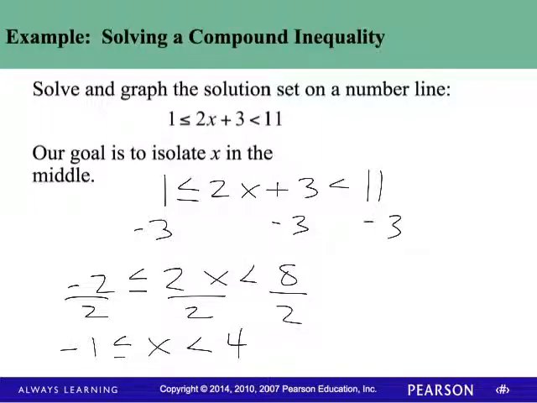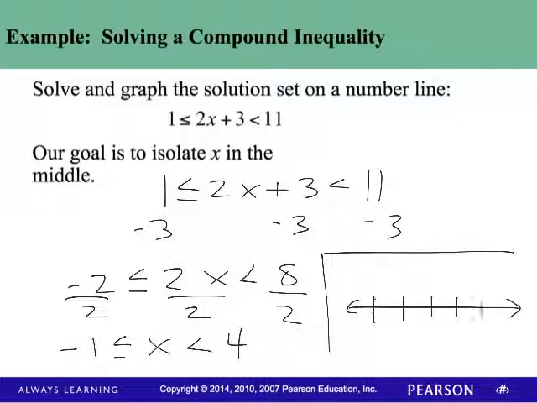So this is the solution to our inequality. And if we wanted to graph that on a number line, it would just look something like this. So here's -1, 0, 1, 2, 3, 4. And then how do we shape that? Well, the x's are greater than or equal to -1, so I have a bracket, and they are strictly less than 4, so I have a parentheses. So those are what the solutions look like.